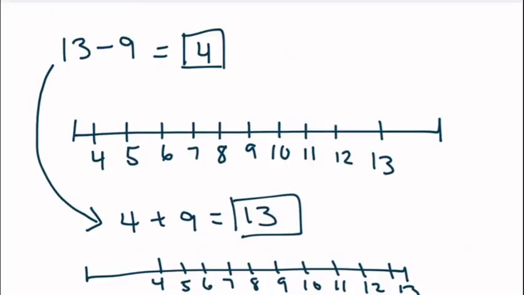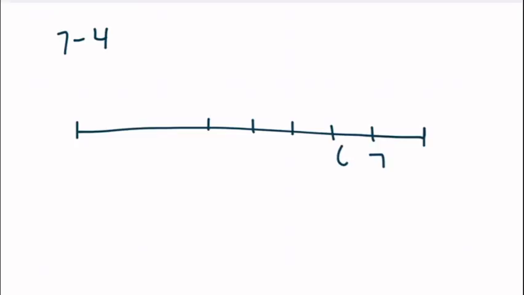How about 7 minus 4? Plot the number 7, move to the left 4 times. 1, 2, 3, 4. 7 minus 4 is equal to 3.